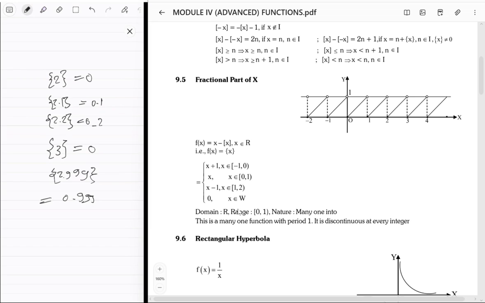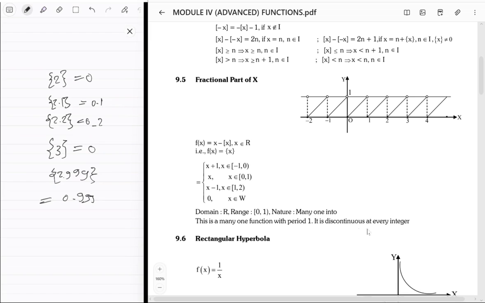So these people also gave us the nature here, right? Many-one, of course, because you draw a line y equal to something, and it cuts the graph at multiple, actually infinite, values. So it's many-one, of course, and it is into. Well, what's the codomain, right? It depends on that. You can't just say it's into without understanding the codomain. That's not correct.